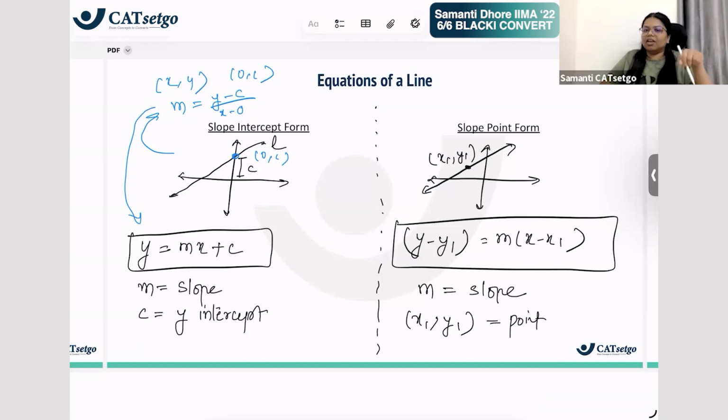Similarly here also, x comma y is a random point and x1 comma y1 is a point on the line. So m is equal to y minus y1 upon x minus x1, which is again the slope formula. All of these are, at the end, slope formulas changed into different formats. If you're given slope and y-intercept, you say y is equal to mx plus c. If it is slope and a point, it is y minus y1 is equal to m into x minus x1. These two formulae you've written.